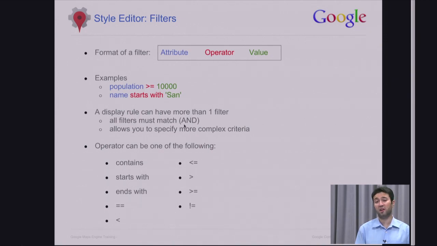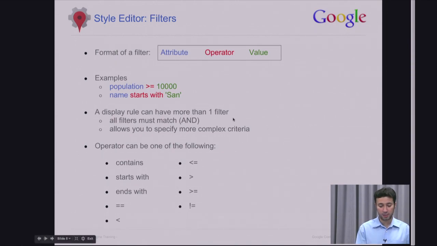You're also allowed to have more than one filter within a display rule, and the way they're going to be applied is using the AND clause. For example, if I had these two filters as part of the same display rule, what I'm trying to say is I only want to see features whose population attribute is greater than 10,000 and the name starts with SAN. So these two conditions must be met for that feature to appear on the map, else it will not appear on the map.